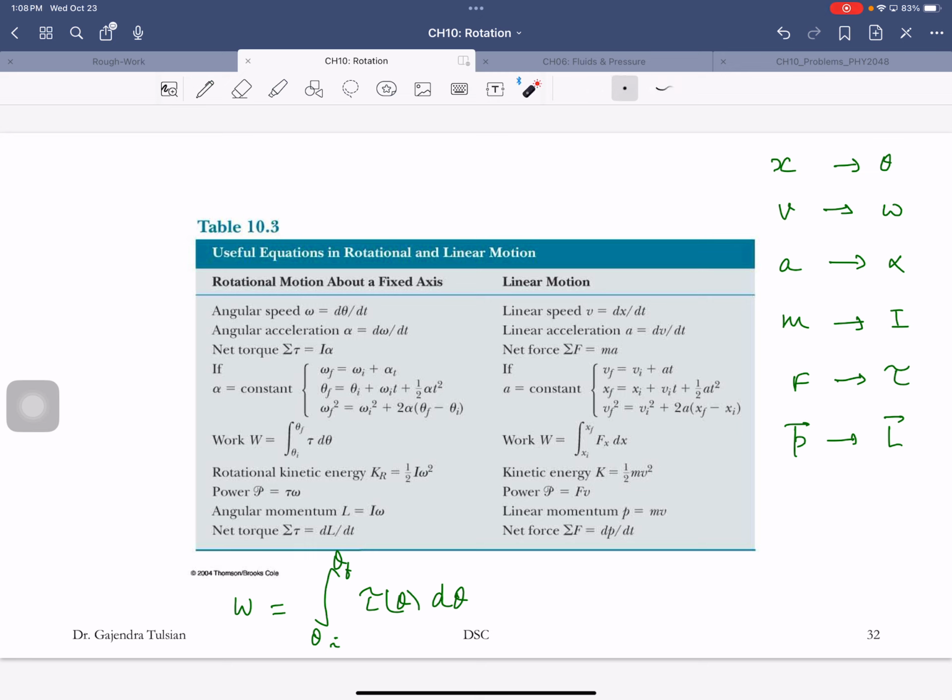Here's the formula for kinetic energy, 1/2 mv squared. Every point on the object is moving with the same velocity. For rotation, every point has the same angular velocity, 1/2 I omega squared. Linear momentum is mass times velocity. Angular momentum is I times omega. There is Newton's second law: net force is dP by dt. Again, net torque is dL by dt. We'll mention this again next chapter.